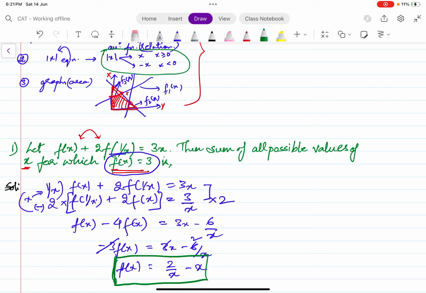So clearly f of x is a function of x, and its value is equal to 3. Now if you observe, this is a quadratic equation, correct? So let us solve this quadratic equation. It is 2 by x minus x is equal to 3, and then upon solving, what do you get? x square plus 3x minus 2 is equal to 0, correct?